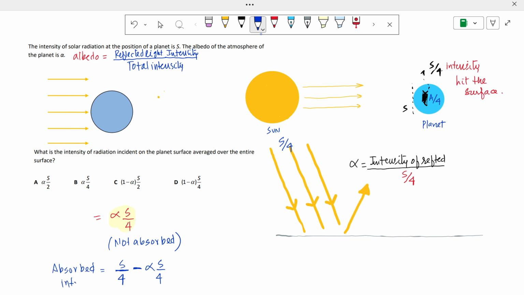I hope you understand that this is the absorbed intensity, and the light that the surface absorbs, it will radiate the same light. And what is the amount of that? S by 4 minus alpha S by 4. You can take S by 4 common, so inside we have 1 minus alpha. That's why D is the right answer.